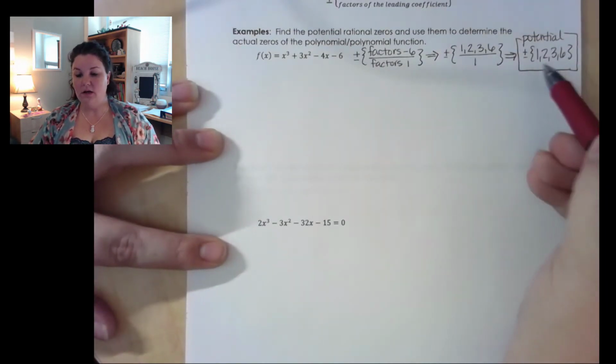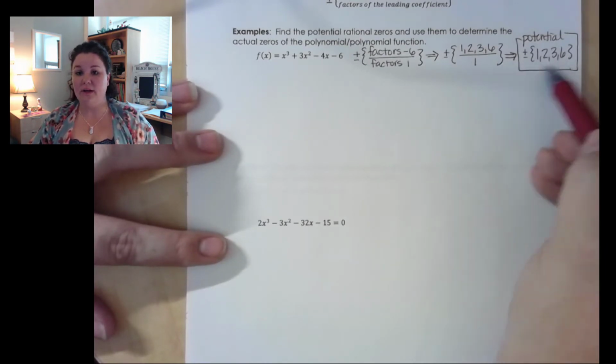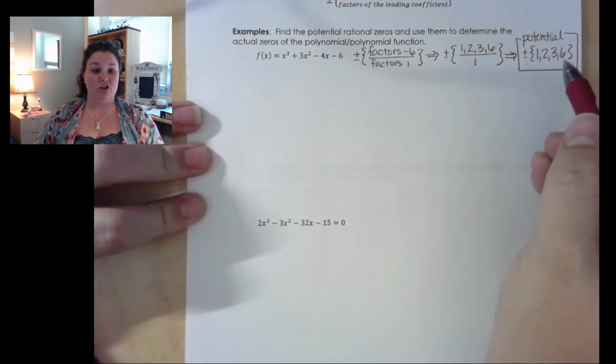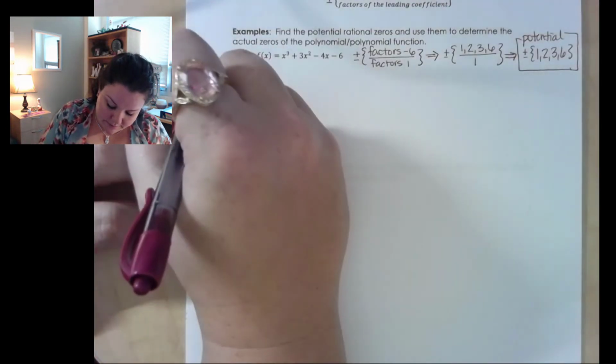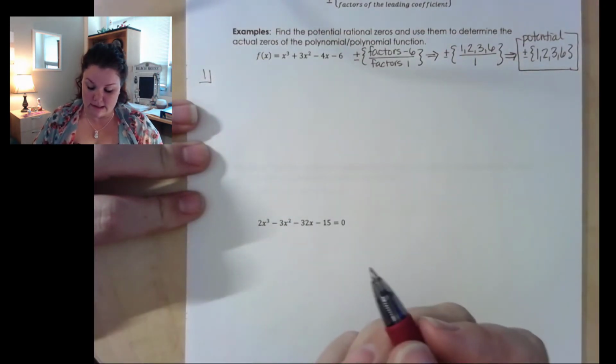I could plug in 1, I could plug in -1, I could plug in 2, I could plug in -2, and hopefully one of these will give me a 0 remainder. So I'm going to go ahead and just start plugging them in. I'm going to start with +1. It doesn't matter what you start with. I like to start with 1 because sometimes that's an answer, right?